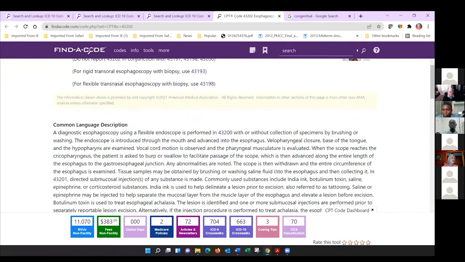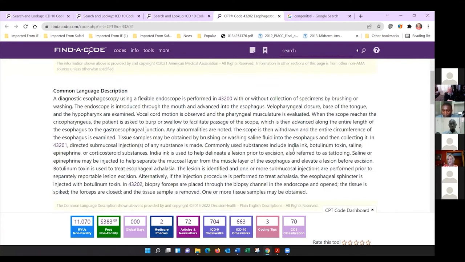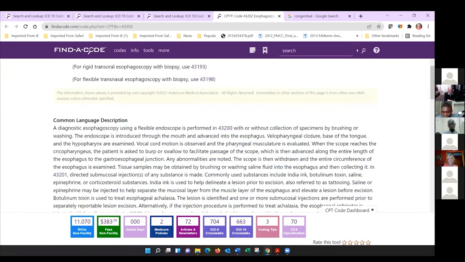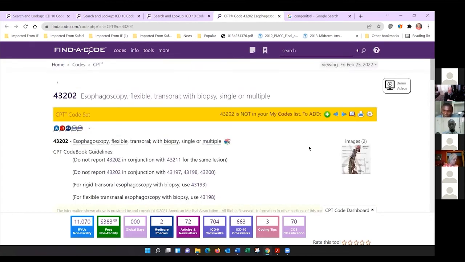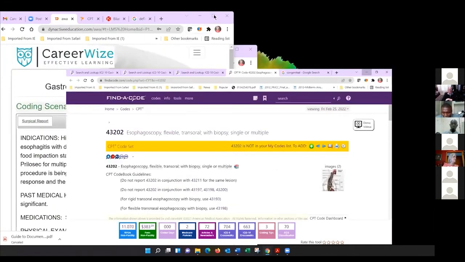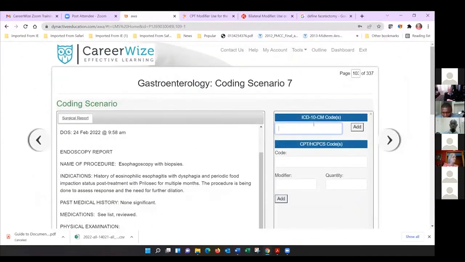And this right here is an excellent tool that Find-A-Code has, giving you actual definitions. This is a big plus that I have found with Find-A-Code. Okay. All right. So our procedure is 43202. Let me write that down in my notes. All right. I'm going to minimize this because we won't have time to go through another chart. All right, let's see what we did here.